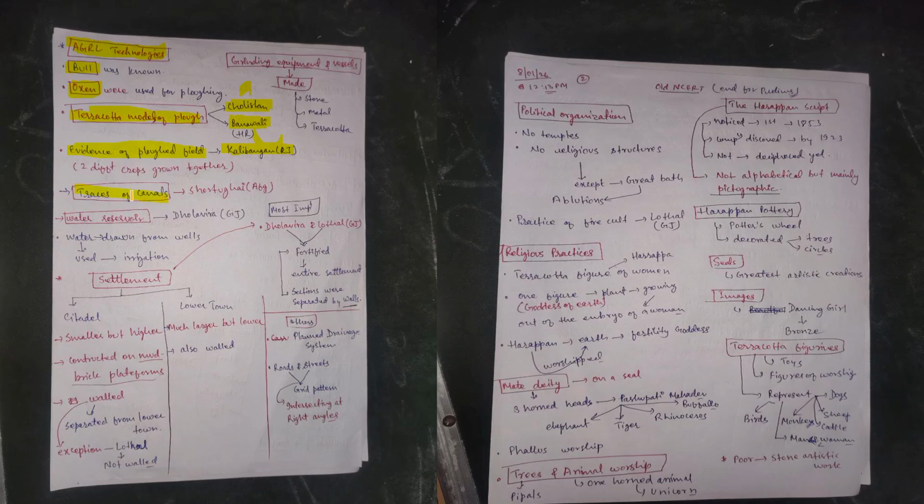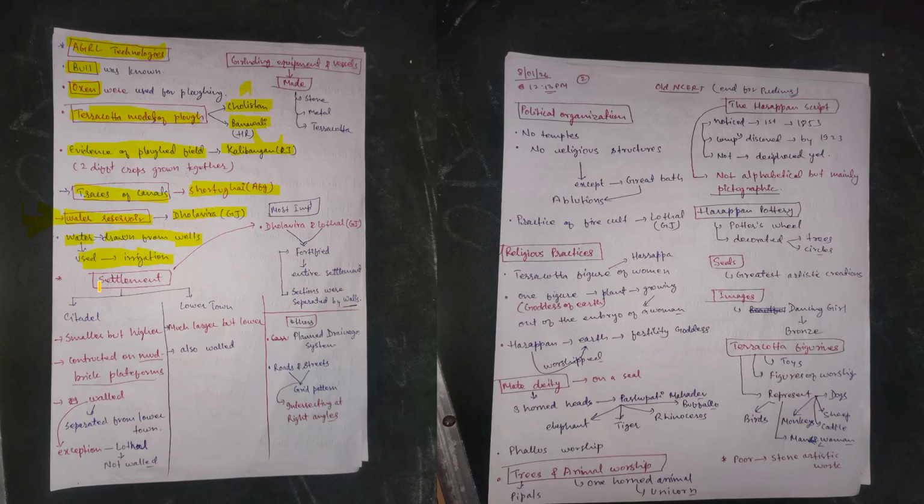Now traces of canals have been found from Sotugai in Afghanistan. Water reservoirs have been found from Dholavira, Gujarat. So this is a previous year UPSC question. UPSC has already asked this question some years back. Water reservoirs have been recovered from Dholavira, which is in Gujarat. Water which was drawn from wells was used for irrigation purposes.